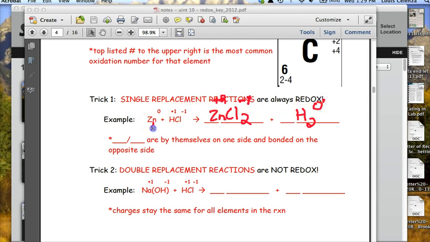Well, the zinc goes from 0 to a +2. That's an increase in oxidation number. That's oxidized. That means that the zinc with a 0 was oxidized. The hydrogen went from a +1 to a 0. It went down, so that's reduction. Notice that the chlorine didn't change, and that's called a spectator ion.